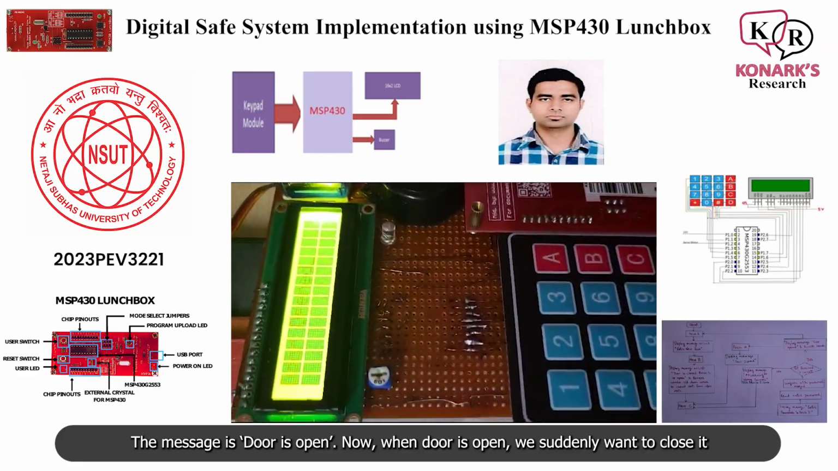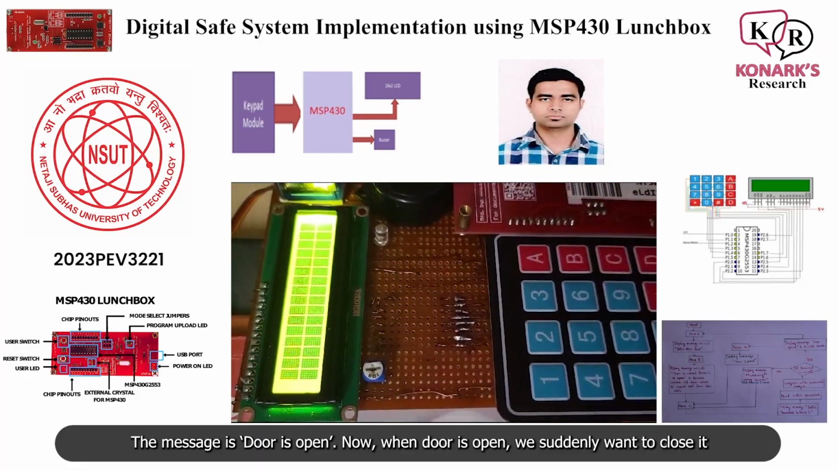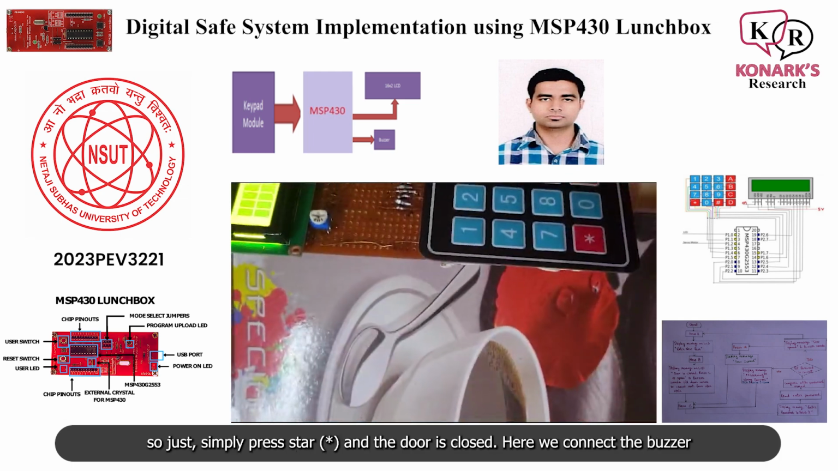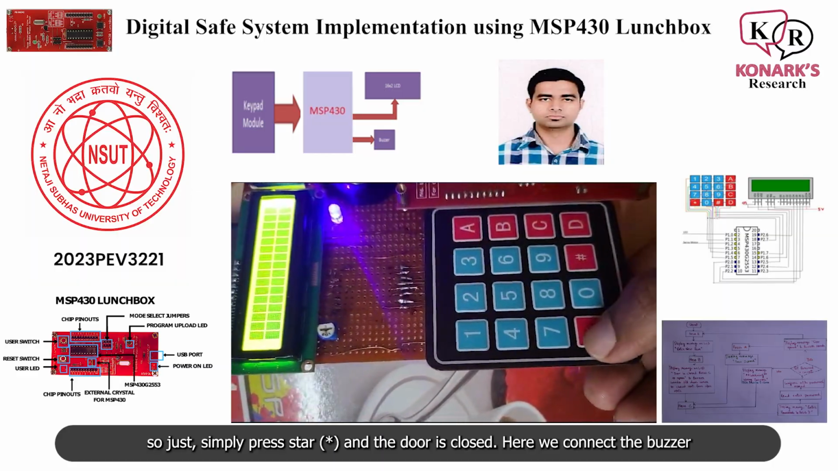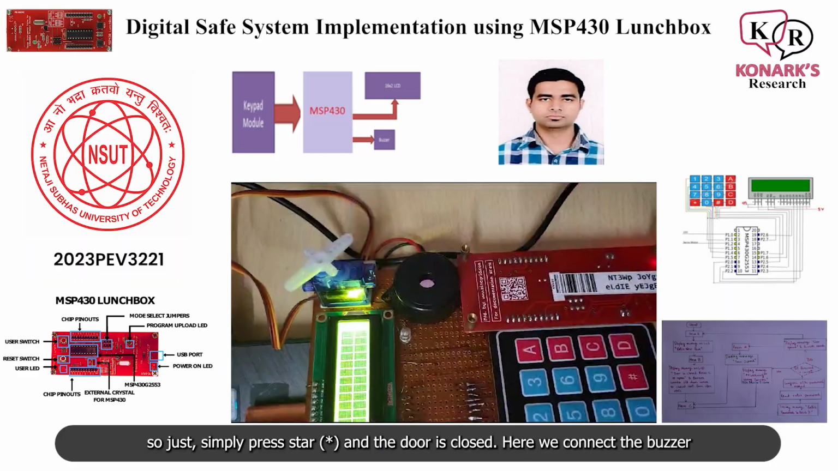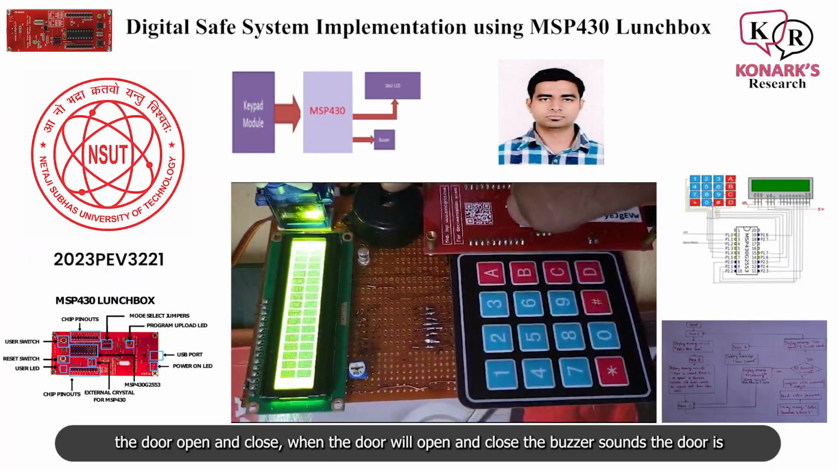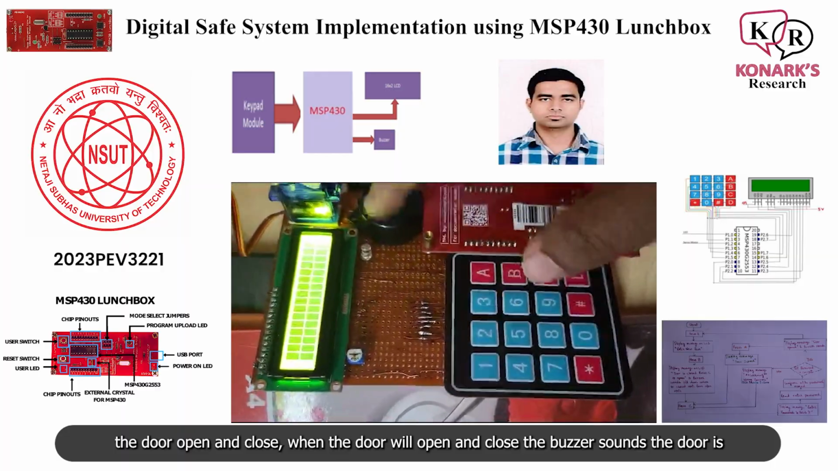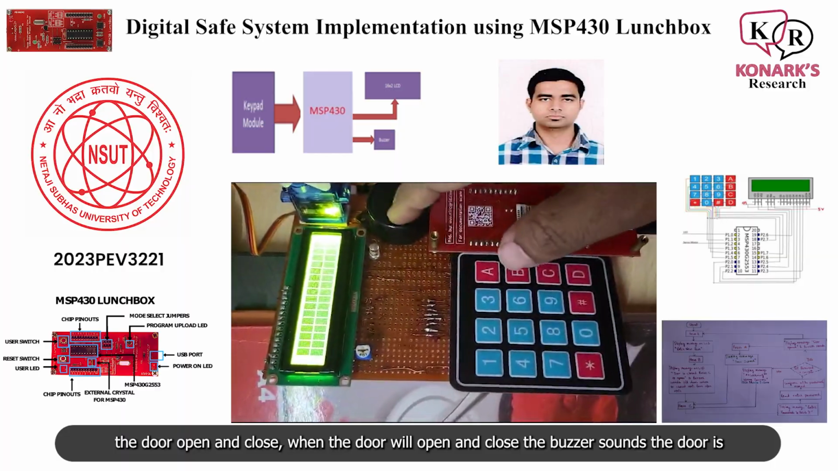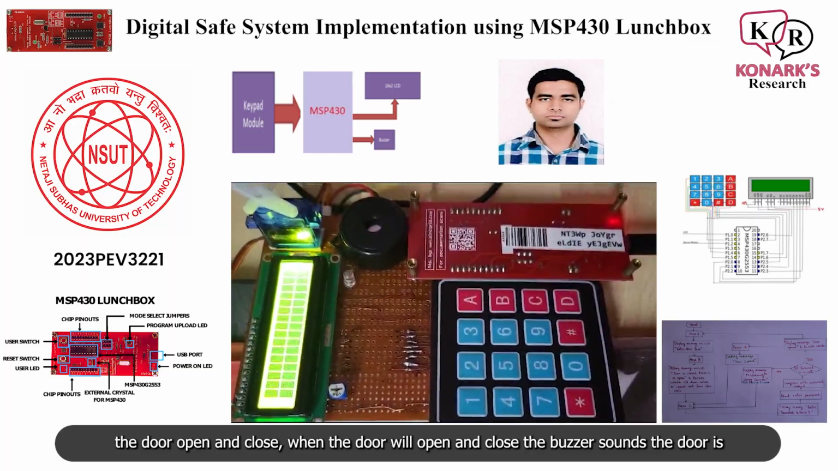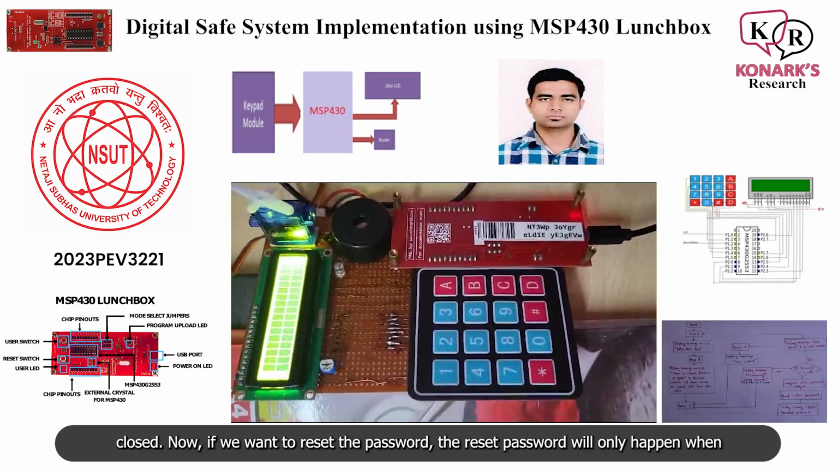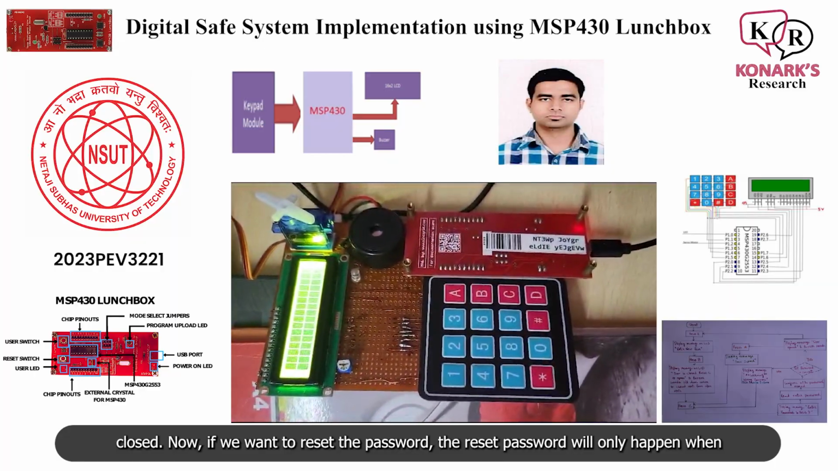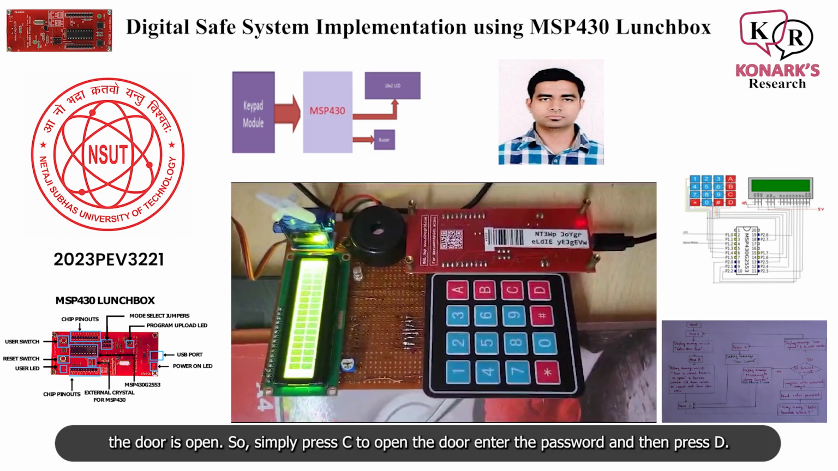Now when the door is open, we suddenly want to close it. So just simply press star and the door is closed. Here we connect the buzzer with the door open and close. When the door opens and closes, the buzzer sounds. Now the door is closed. Now if we want to reset the password, the reset will only happen when the door is open.